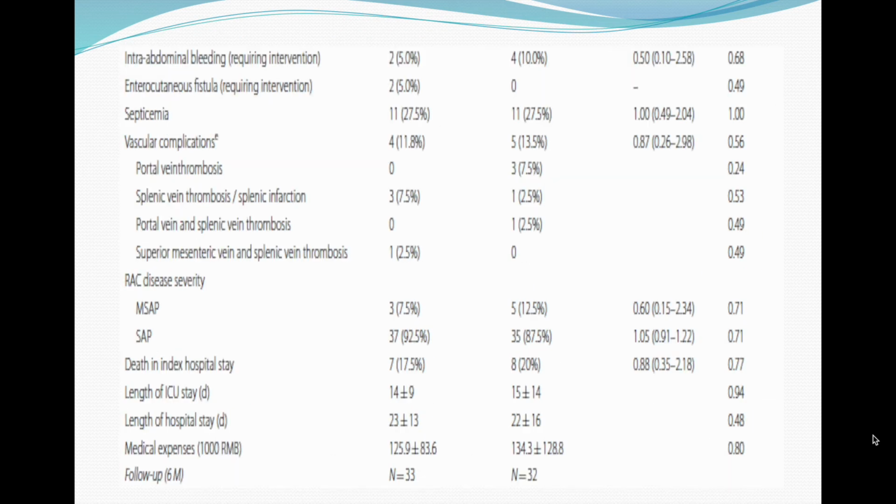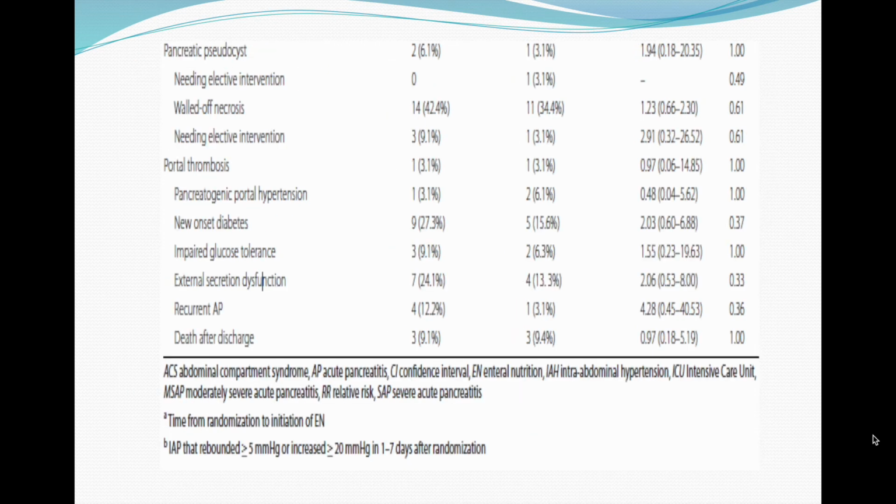Other parameters like intra-abdominal bleeding, intracutaneous fistula, septicemia, vascular complications, disease severity, death, length of stay, length of ICU stay, and medical expenses showed no significant difference between both the groups. Follow-up at 6 months also showed no significant difference. Pancreatic pseudocyst, portal thrombosis, and other complications also showed no significant difference in both the groups.